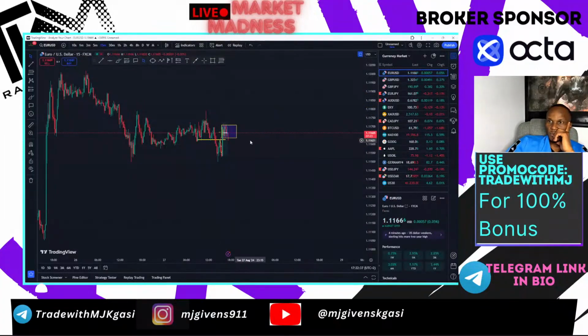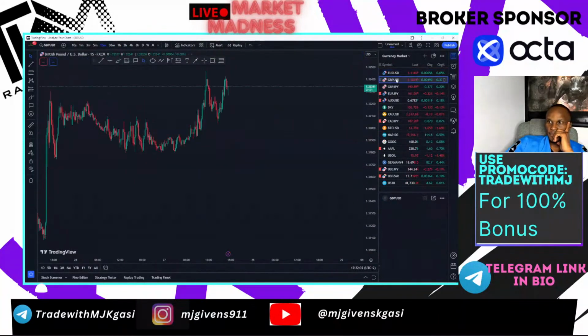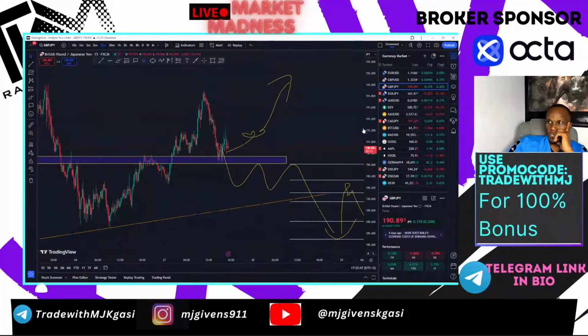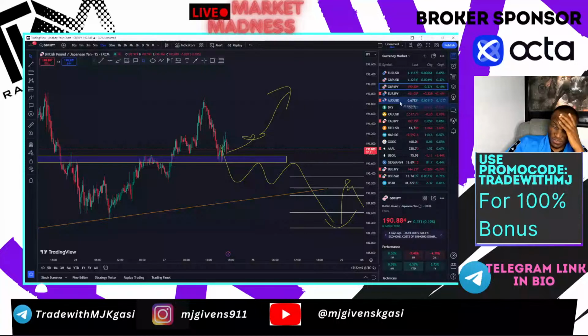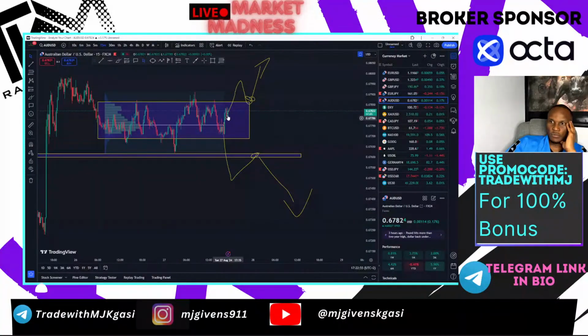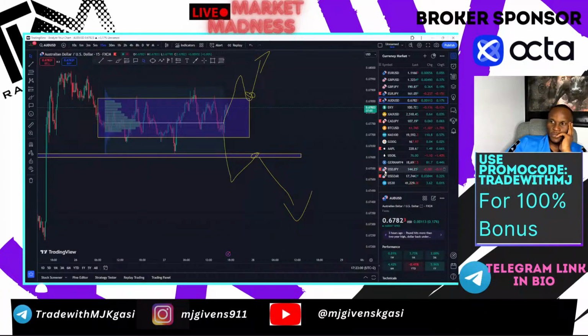Still side movement on the euro dollar. Gold, British pound USD, nothing. Also having nothing on the GJ, AUD USD. So there's no way I can look for buying opportunities on NASDAQ and look for selling opportunities on AUD USD. There's no way, because why? They correlate a lot.